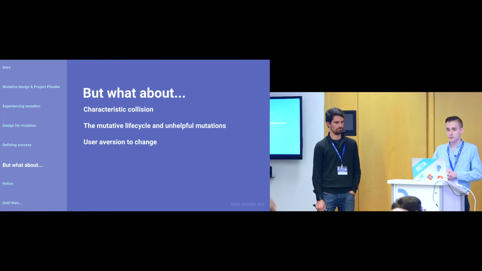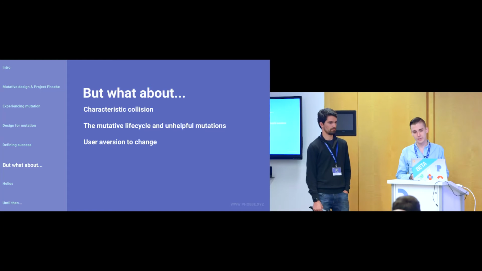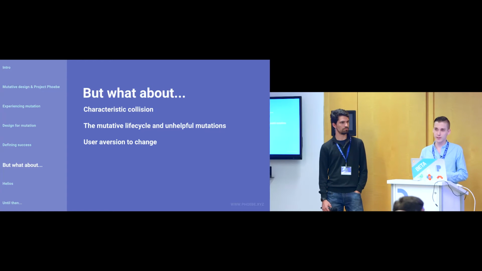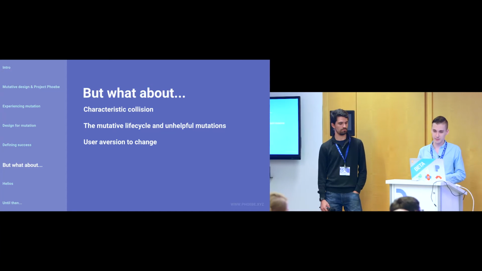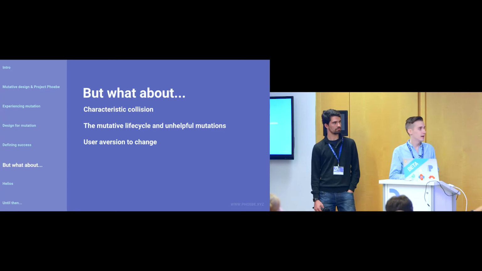And all of that might sound cool, but what about all of these questions? It obviously raises huge concerns about maintaining user confidence, how users will react to change, whether mutations might happen that actually turn out to be unhelpful, and also what happens when two characteristics collide. So for characteristic collision, the example that I got in a question recently was essentially with the contrast mutation. If we have a user that's low vision and they need high contrast all the time, what would happen if the app also makes use of the contrast mutation?